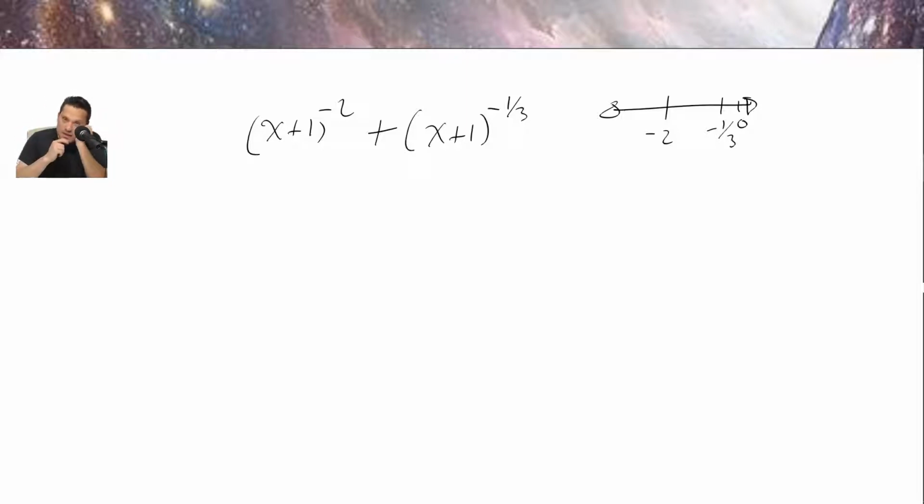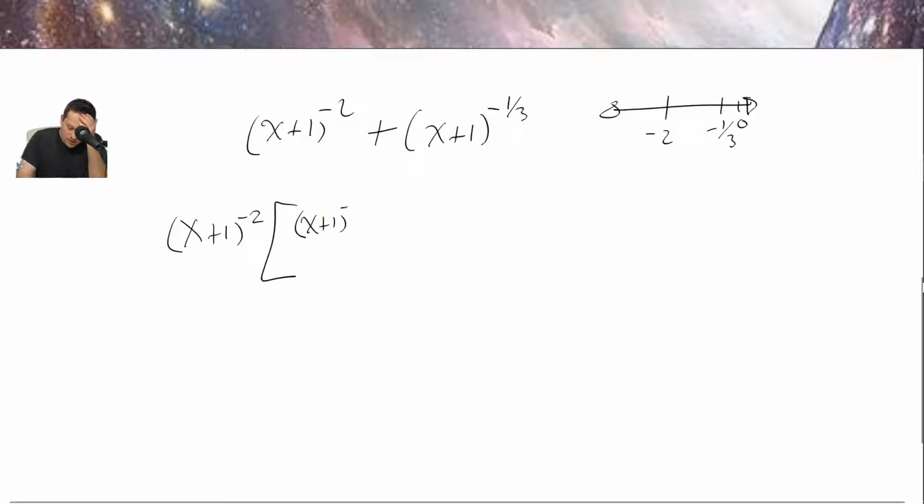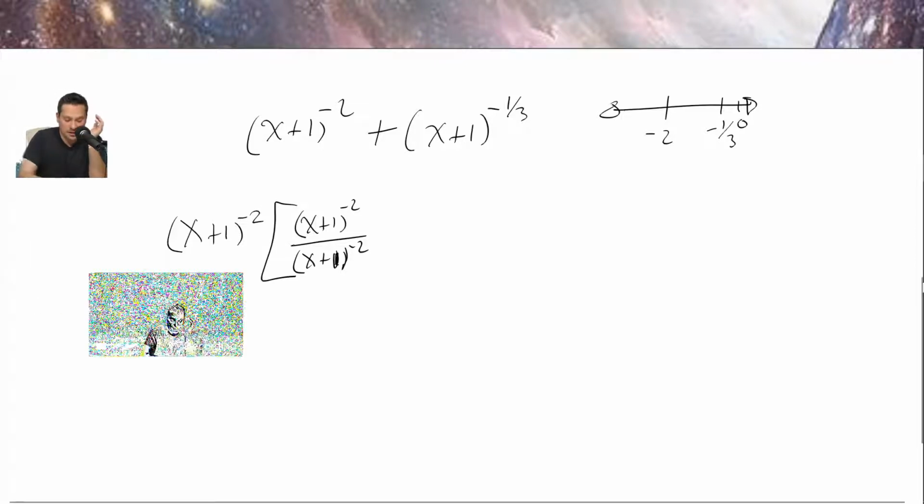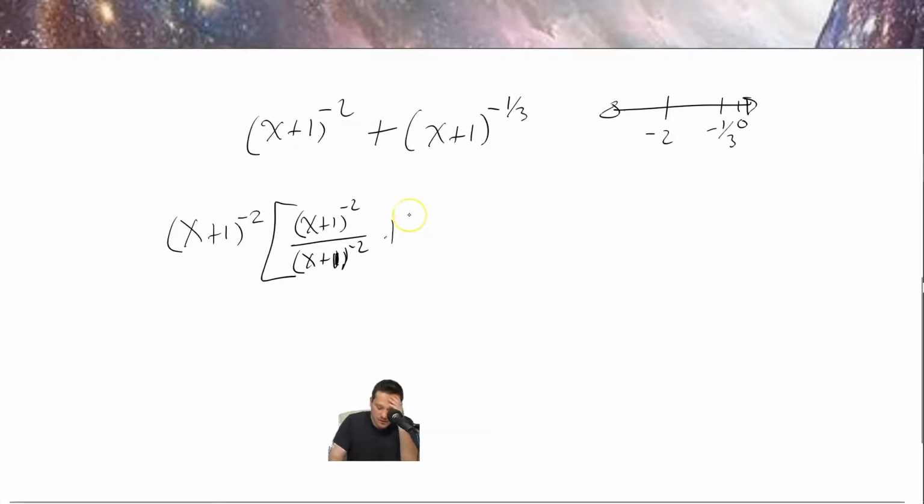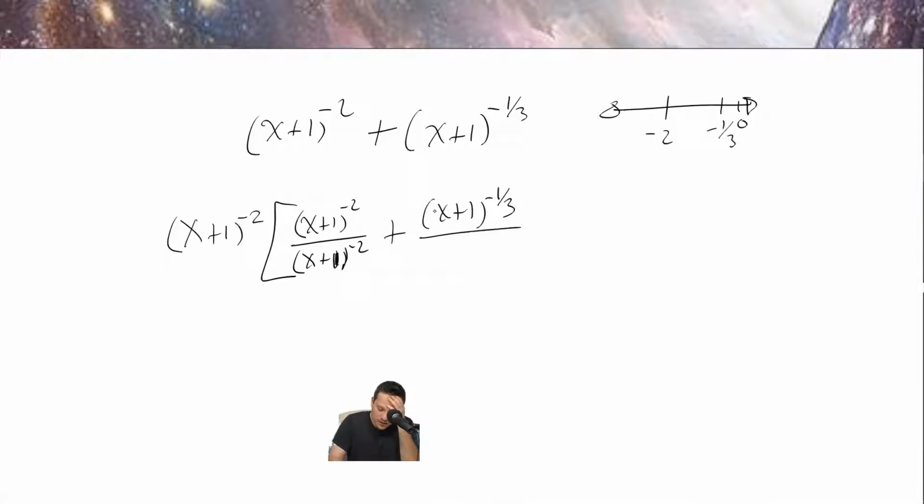So what I would do is this. Just divide everything through by it, and then put a version of it also outside your parentheses. So x plus 1 to the negative second, okay? And then you're going to have here x plus 1 to the negative second over x plus 1 to the negative second. That's a 1 in that position, to be clear. And then over here, let's be careful. I'm going to have plus, and then x plus 1 to the negative 1/3 divided by x plus 1 to the negative second. And I can do that for the following reason.